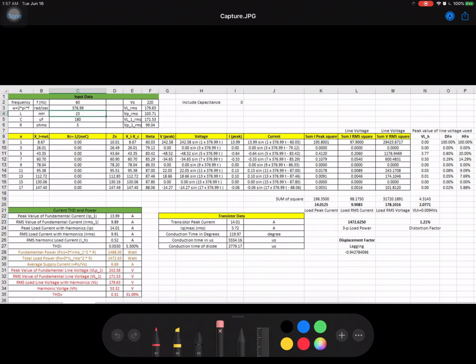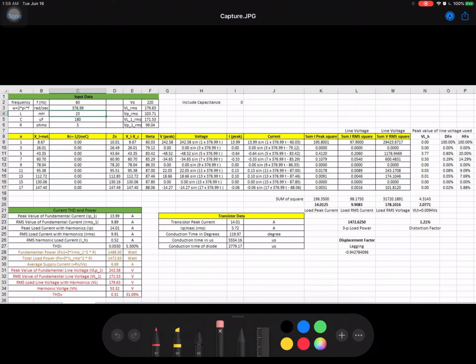Let us discuss the example of a three-phase inverter with 180-degree conduction. I have developed an Excel sheet to demonstrate the calculations. The Excel sheet is available in your class folder.